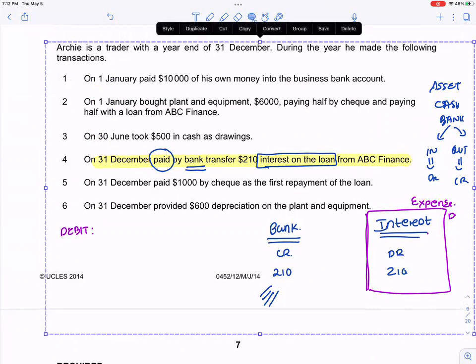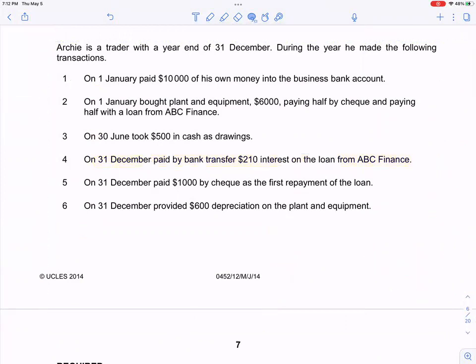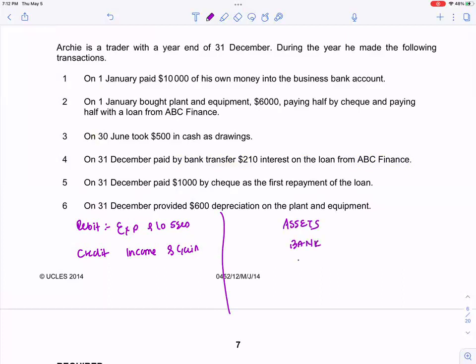What are the rules that you need to remember? Debit is expenses and losses, and credit is profits and gains. Next rule: assets, cash, and bank. If they're coming in, it'll be debited. If they're going out, it'll be credited.